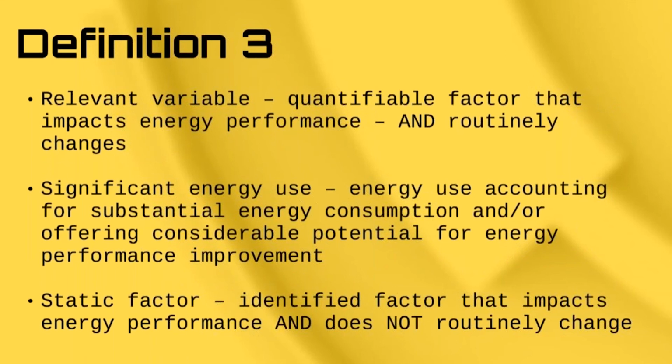Just a few more definitions. Relevant variable, quantifiable factor that impacts energy performance and routinely changes. So this would be used to normalize. I think if we're looking for examples as we go through the slides, I'm probably going to use weather because that's a fairly straightforward and easy to understand relevant variable, and although it won't always be applicable, I think it's a good one to use as an example.